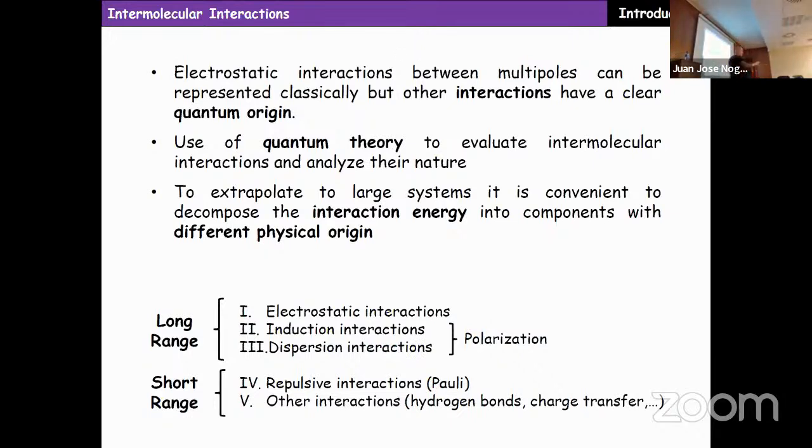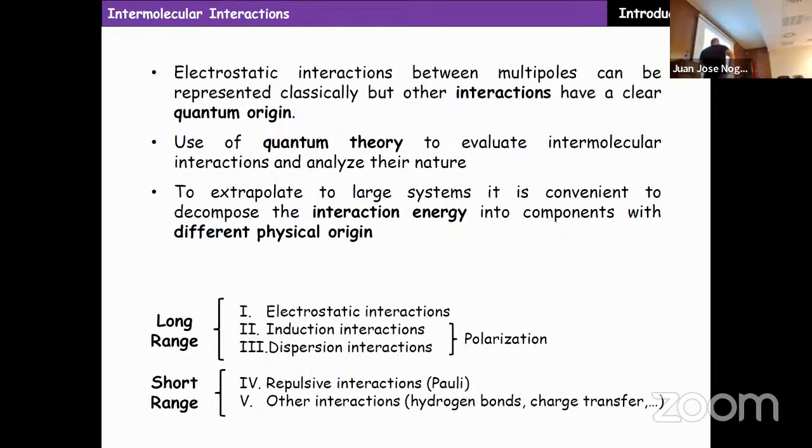What happens in an open shell system? The exchange energy is much larger than the repulsive energy, so I have a stabilization due to Pauli effects. What happens in a closed shell? The other way around. The repulsive term is much larger than the exchange, so I have a repulsive interaction, a positive energy.